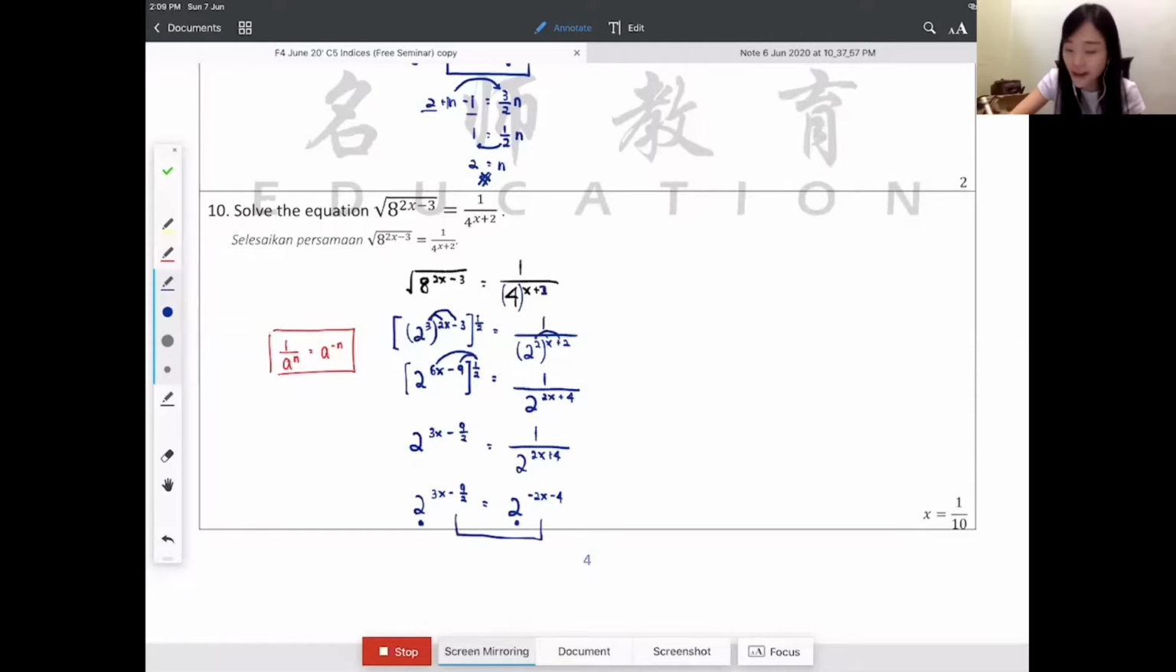Time to compare again. I write on the left. So 3x minus 9 over 2 equals to negative 2x minus 4. Now I can get my x answer. Everything move it to one side. Negative 2x move there, positive 2x. 3 plus 2, 5x. Okay. Next number, move it over. Negative 4 plus 9 over 2.